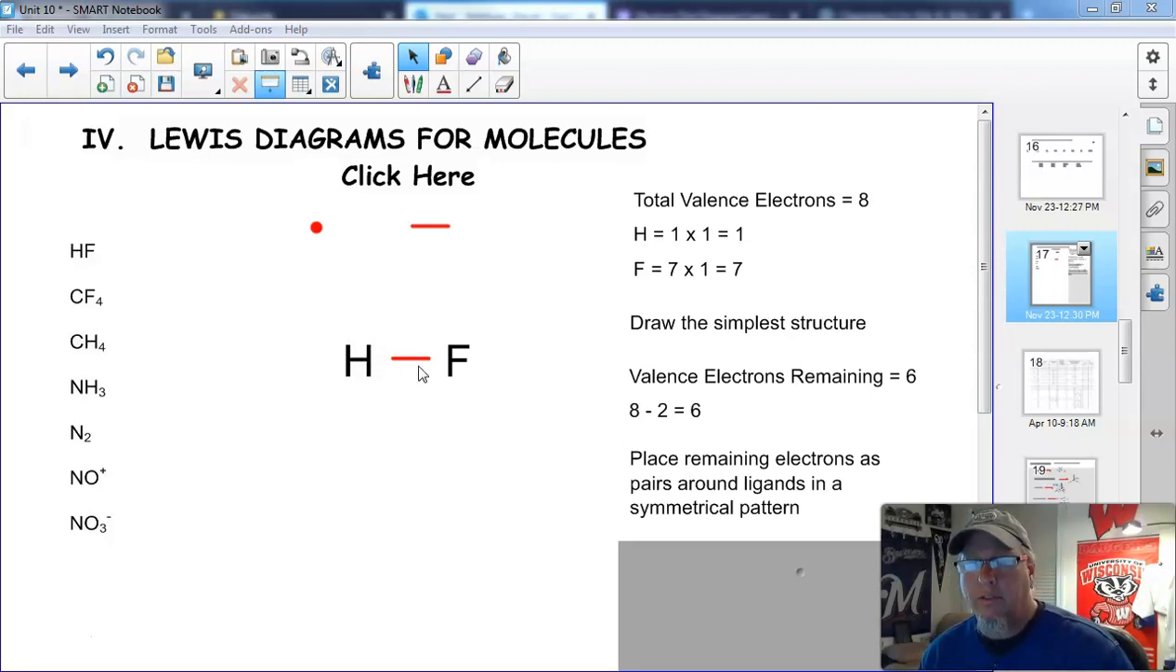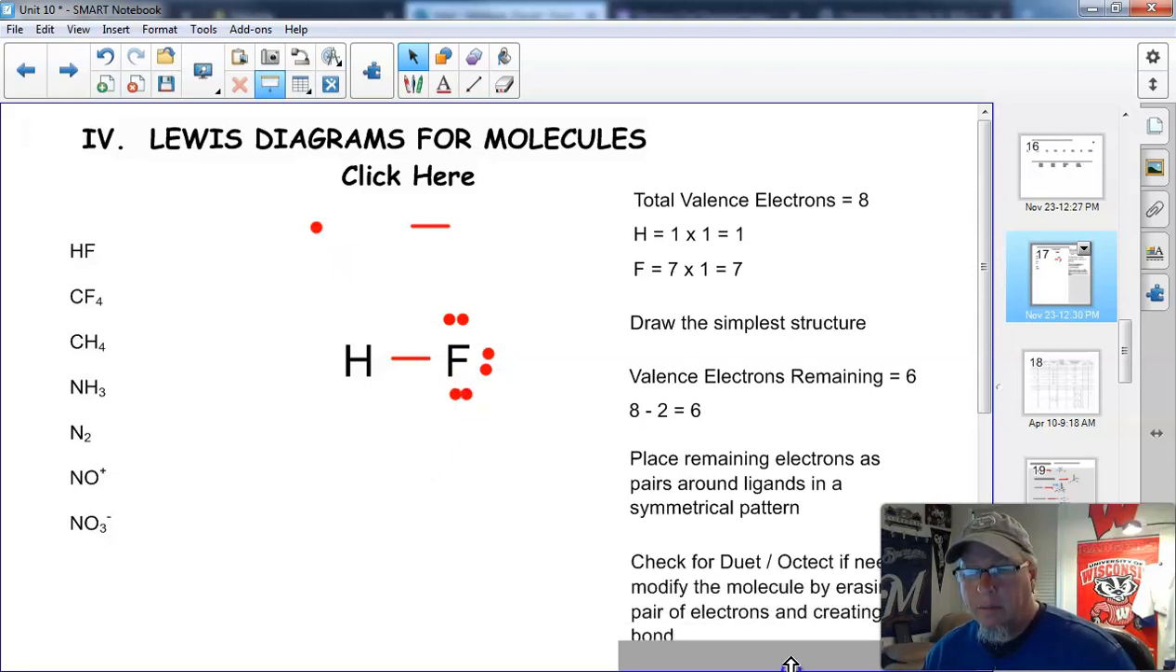Hydrogen is already happy. It has 2 electrons. The line represents 2. So I can't put more around hydrogen because now it would have 3. And hydrogen is the only atom on the periodic table that is satisfied with the duet rule. So I'm going to take these electrons and place them around the fluorine. And when I do that, I always spread them out first to try to show symmetry, because symmetry is kind of the key to getting through some of the really rough ones. Nature loves symmetry. So there we go. I've put in all of my electrons.